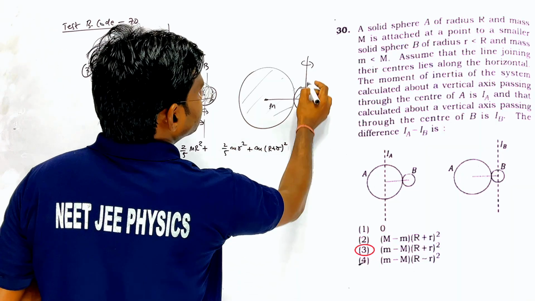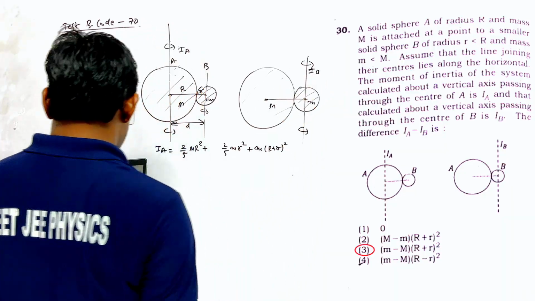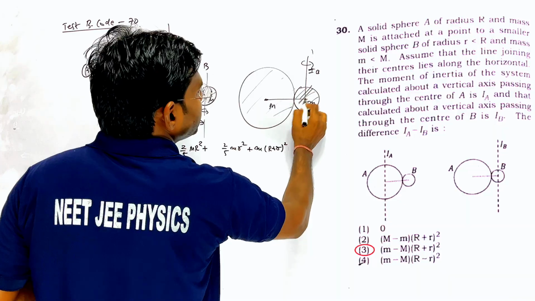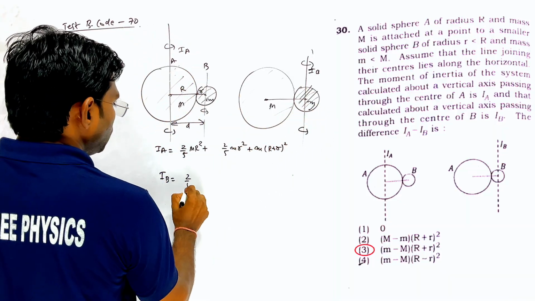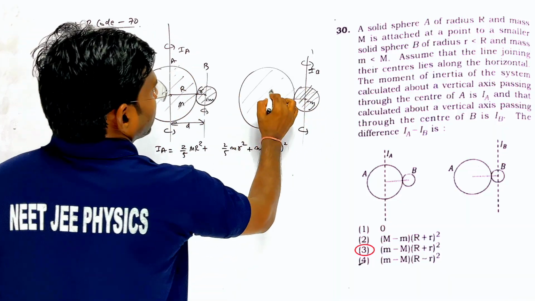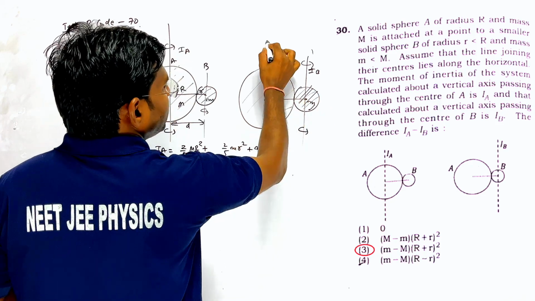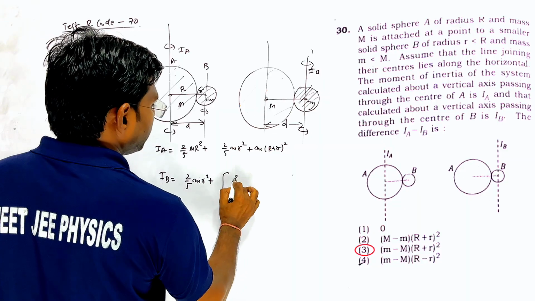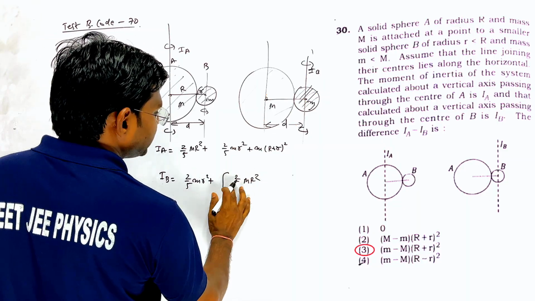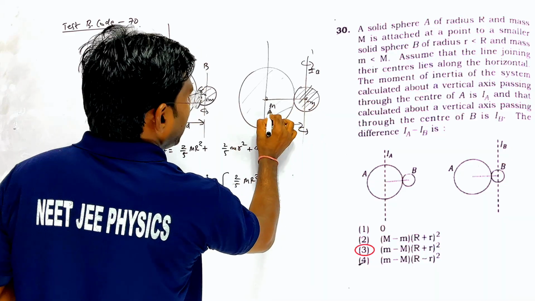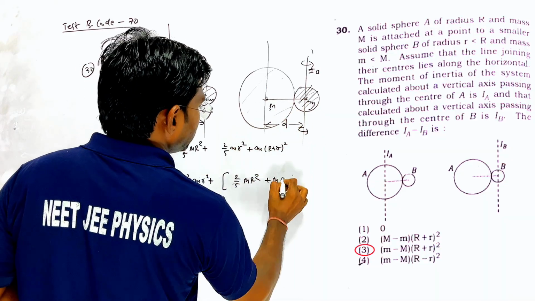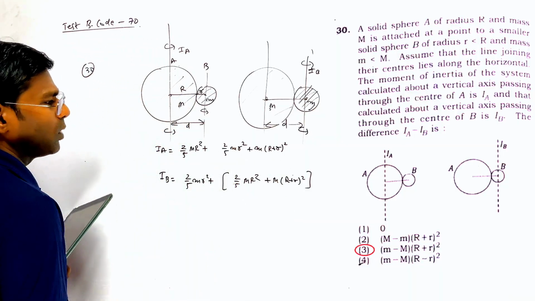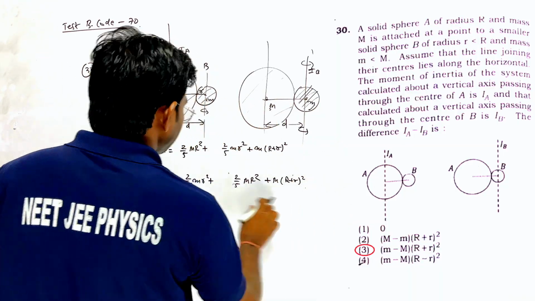Now if you consider this is the Ib. The Ib is what? About this, if you consider the whole small sphere, 2 upon 5 mr square plus, about this axis the moment of inertia will be found by the theorem of parallel axis, which is nothing but 2 by 5 mr square. This is the ICM about this axis, plus capital M into d square. What is d? R plus r whole square. So this is the ICM plus Md square for the big sphere. This is the Ia and Ib.